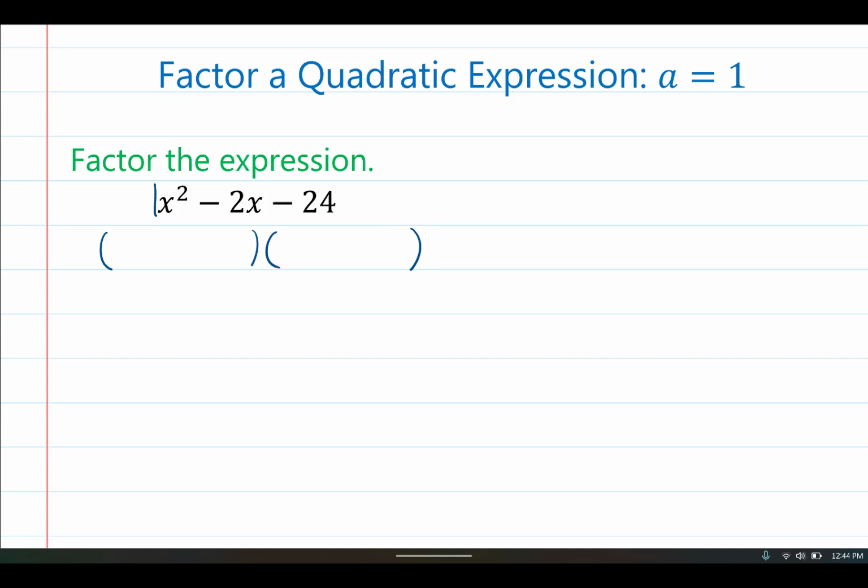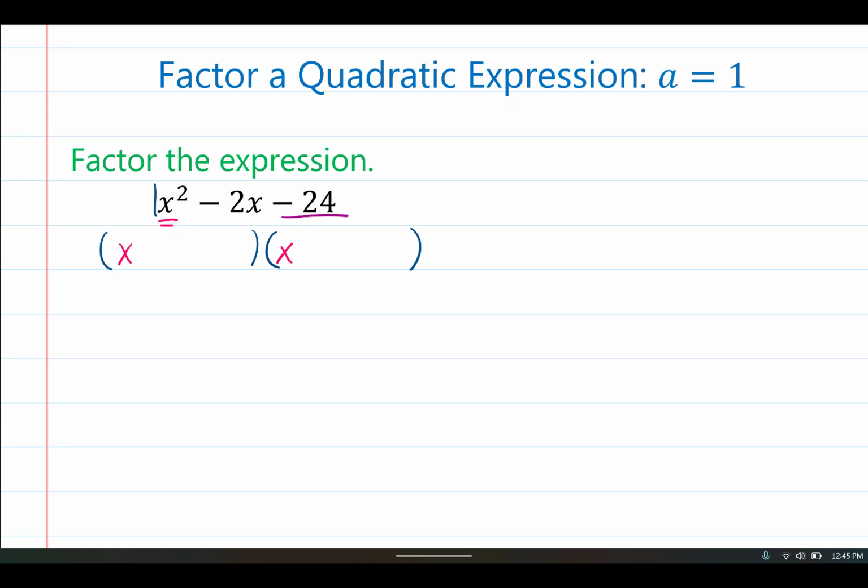What we know is that the first terms of those two binomials will come from the factors of the first term in the quadratic expression, which is x squared. Because the leading coefficient is 1, that tells us that the first terms in our binomials will be x and x. The second pair of terms in our binomials will come from the factors of negative 24, or c in the quadratic expression. Now there are lots of factors for negative 24, and we need to pick the correct pair.